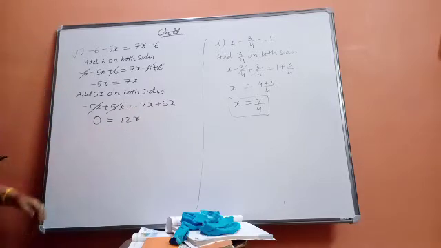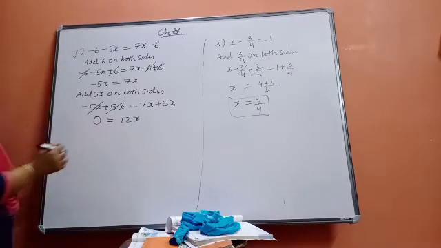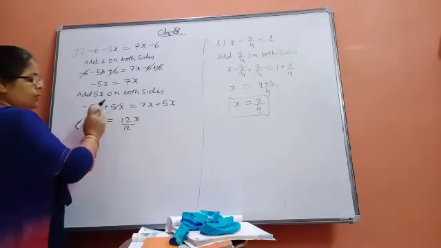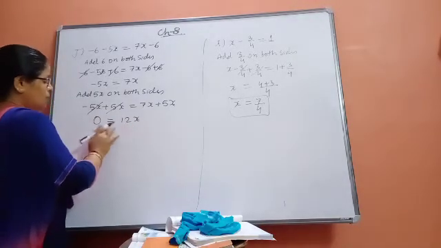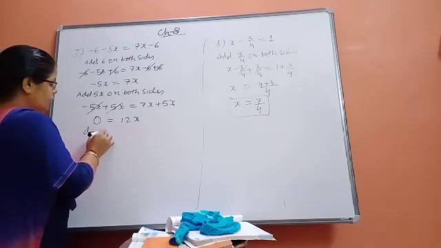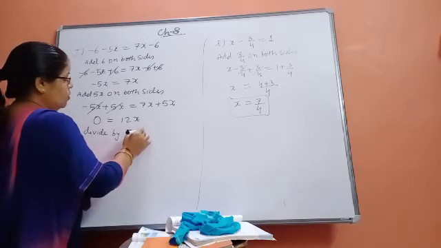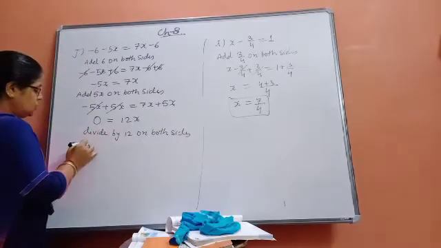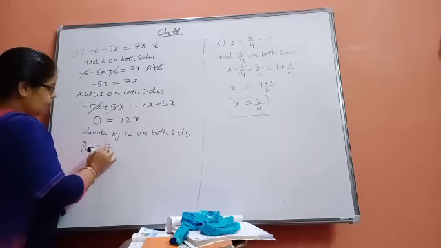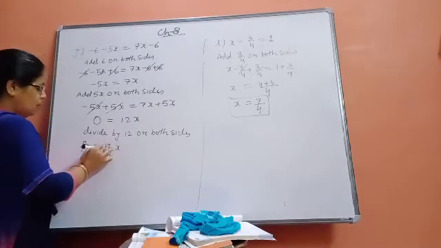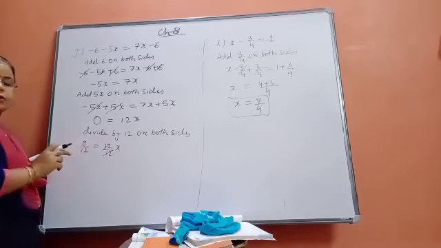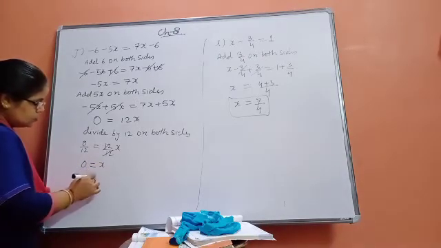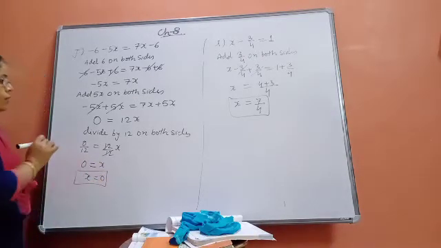Okay. Now we don't want this 12 here. If 12 upon 12 is there, it can become cancelled. So what we will do now, beta, divide by 12 on both sides. So it will be 0 upon 12 is equal to 12 upon 12 into x. So 12 upon 12 will become cancelled, and 0 upon something, I taught you, always comes 0. So 0 is equal to x, it means x is equal to 0. So in this way you will solve the problem.